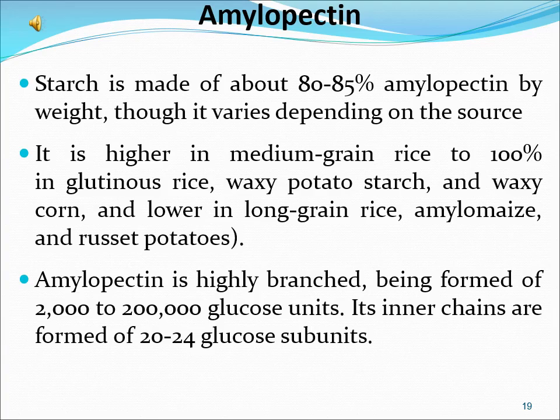Starch is made of about 80 to 85% amylopectin by weight, though it varies depending on the source: higher in medium grain rice, to 100% in glutinous rice, waxy potato starch and waxy corn, and lower in long chain rice, amylo maize and russet potatoes. Amylopectin is highly branched, being formed of 2,000 to 200,000 glucose units. Its inner chains are formed of 20 to 24 glucose subunits.